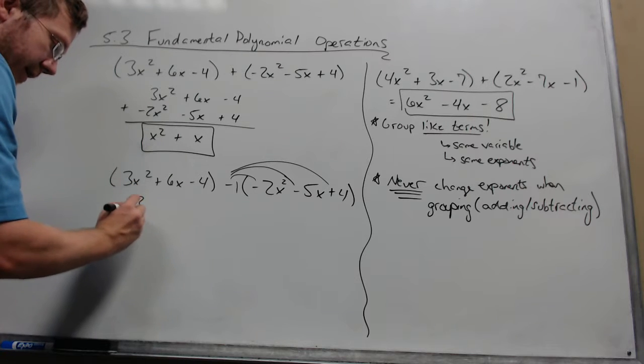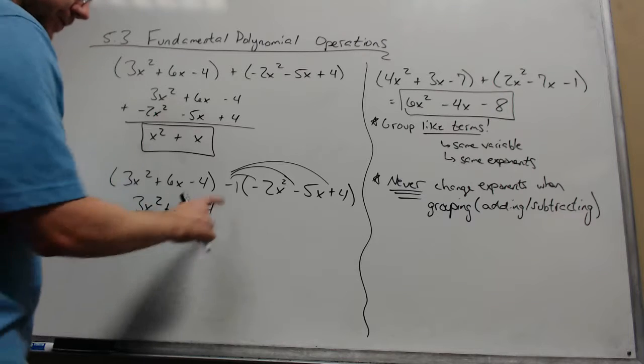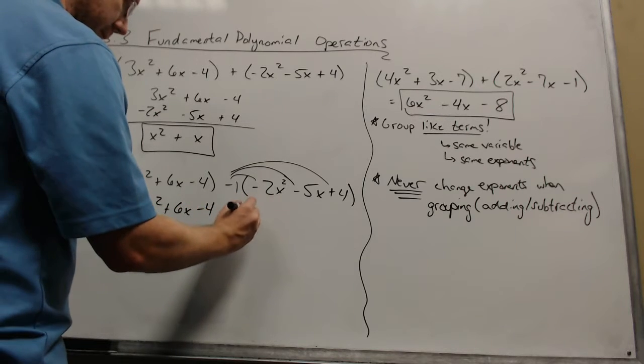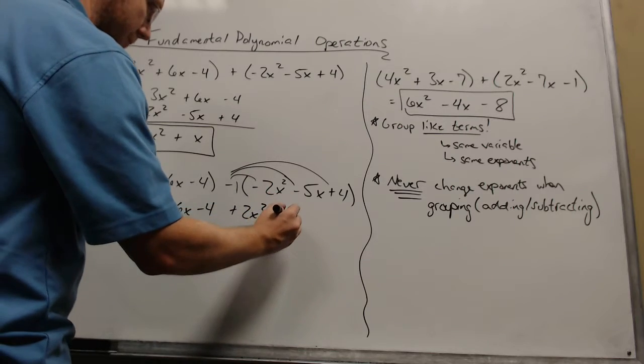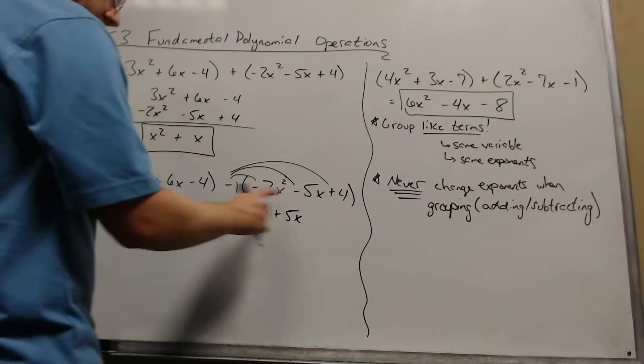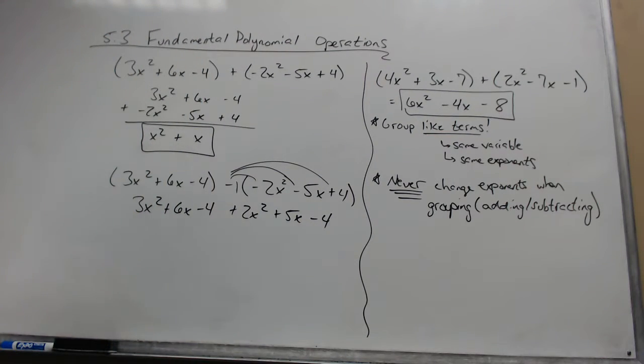So we can rewrite it as 3x squared plus 6x minus 4, negative negative would be positive 2x squared. So I suggest doing this step first, negative negative, and then negative positive. Right? If you don't do that step, it's very likely that you're going to make a mistake. Right? But I mean, you get accustomed to this, you can technically do it.